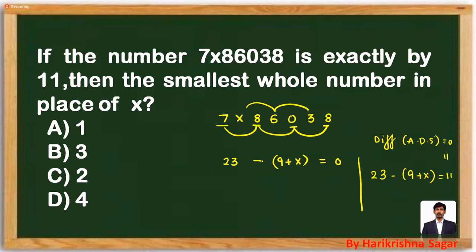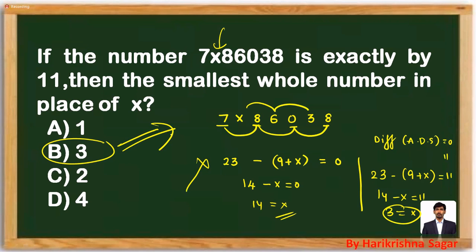If you are getting the x value as negative, you can ignore it. If you have to get a positive value, that's why I'm sharing these two. So 23 minus 9 gives 14. So 14 minus x is equal to 0. From this, I get the x value as 14, but x cannot take this two-digit number. It's a single-digit number, so this is not a possible value. So we can write 14 minus x is equal to 11. From this, what is the x value? The x value is going to be 14 minus 11, that is going to be 3. It is available as B. Mark it as the answer.